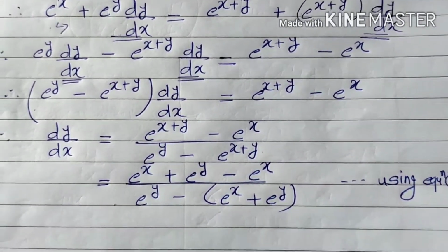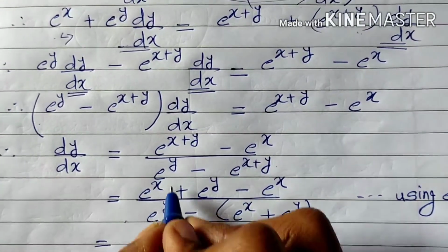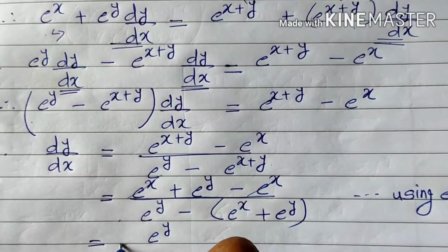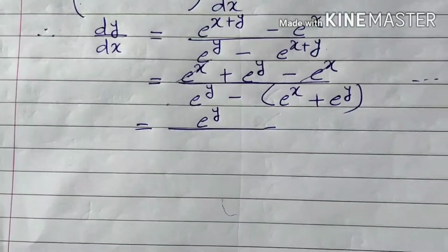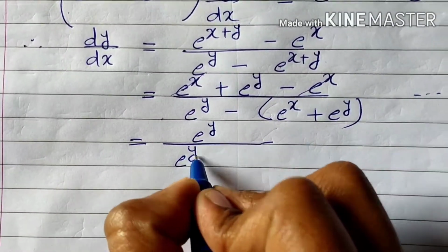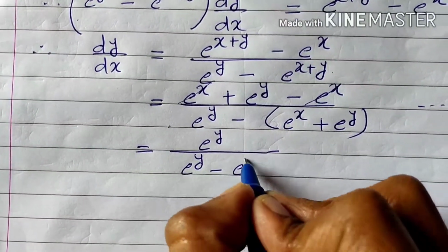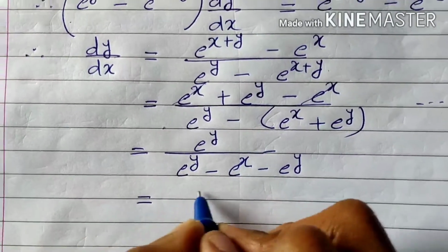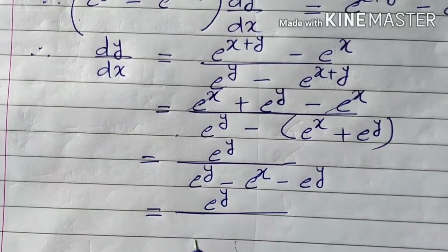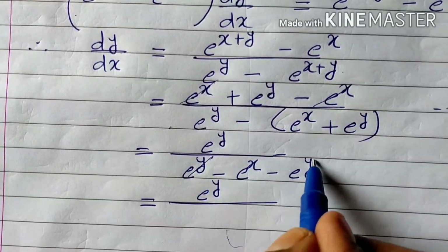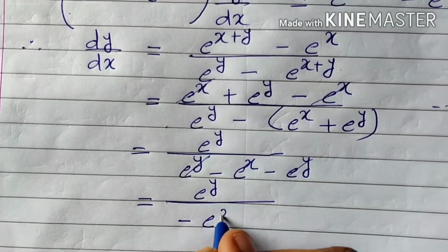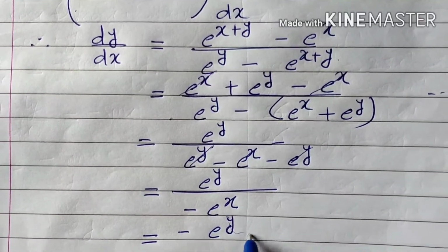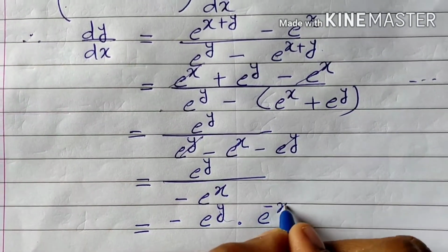Now e raised to x minus e raised to x gets cancelled, upon e raised to y upon e raised to y minus, open this bracket, so it will become minus e raised to x and minus e raised to y. So e raised to y minus e raised to y gets cancelled, remaining minus e raised to x. So it can be written as minus e raised to y into e raised to minus x.